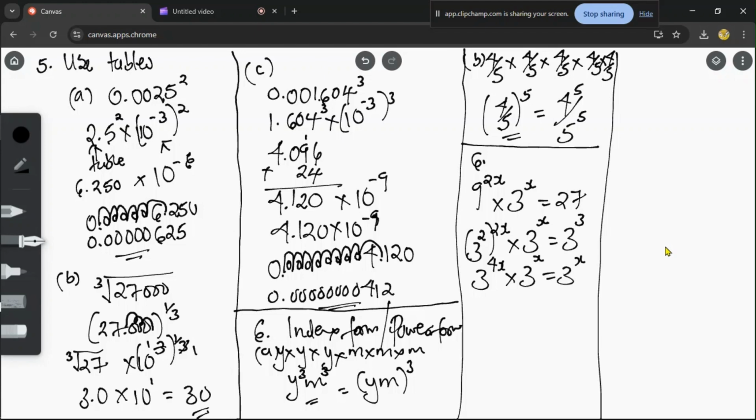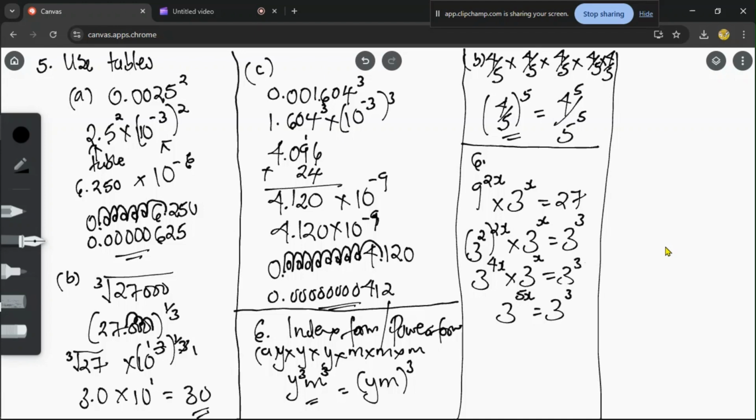Now, if they have the same base, then multiplication of indices applies here. If you multiply two numbers with the same base, you can add their powers. So this is the same as 3 to the power 4x plus x, which gives me 5x, equals 3 raised to power 3. This is not here, so let me rub here. This is supposed to be 3.